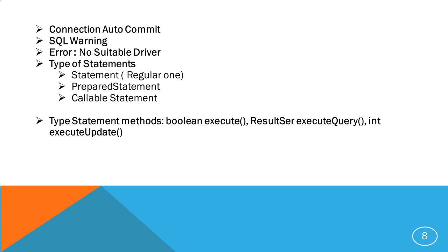What are the different kinds of statements we have in Java? We have a normal regular statement, that is an interface. We have two other interfaces, that is PreparedStatement and CallableStatement. PreparedStatement is a kind of statement, but there is some difference. PreparedStatement is like a pre-compiled statement, and that is used for faster processing of the statement because it is pre-compiled.